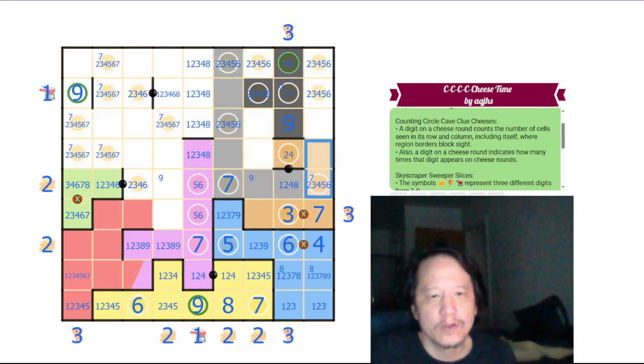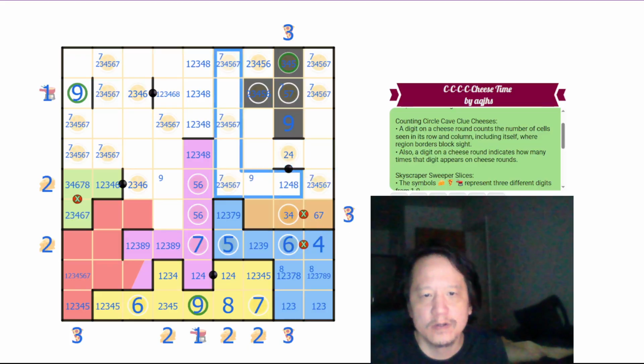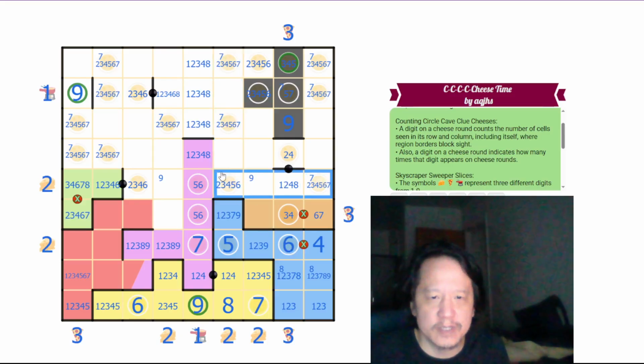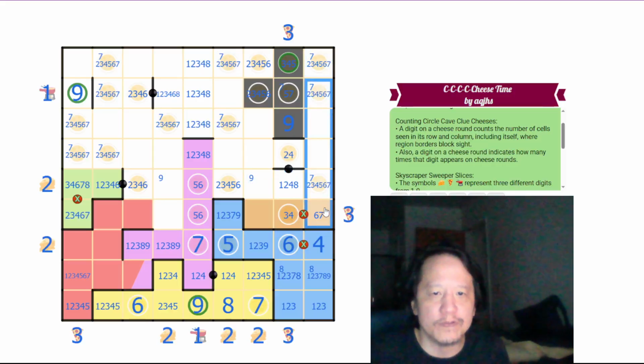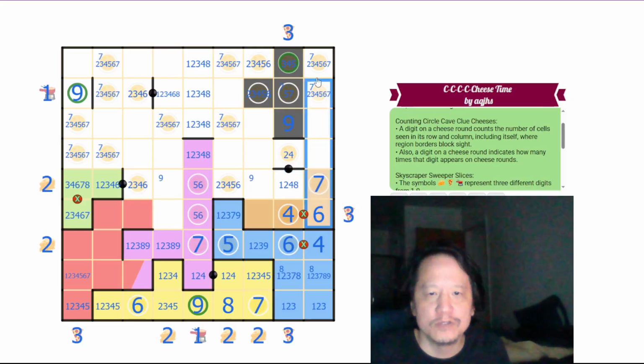So we know the 7 in this row, row 5, has to be in this circle because this can't be 7 there. And again, this can't be 7 going this way or this way, because this would block the orange cells. So it has to be part of orange, and this is 7, which makes this 6. That's 4. This sees 1, 2, 3, 4, 5, 6, 7 that way.